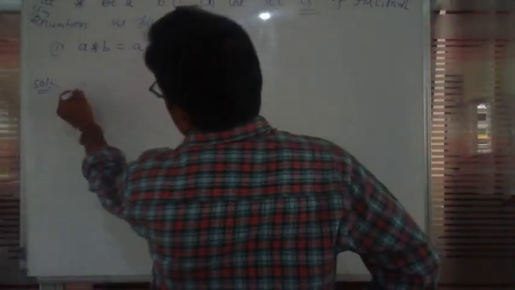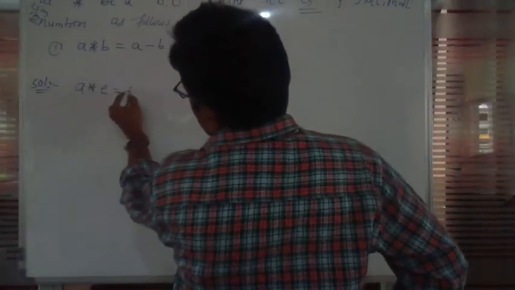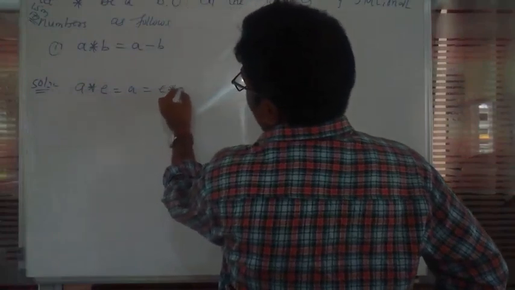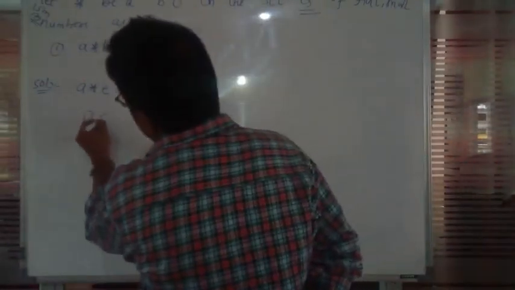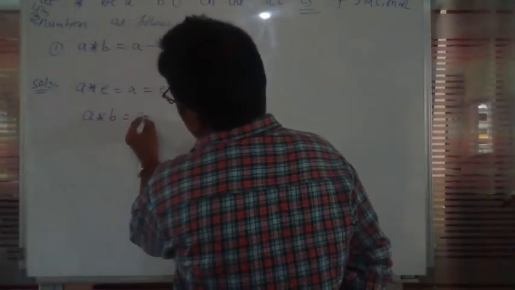A star B is equal to A minus B. What they will give? A star B is equal to A minus B. Once again we will write what is the definition of identity: A star E is equal to A is equal to E star A. Okay, so once again we will write the definition. A star B is equal to A minus B.